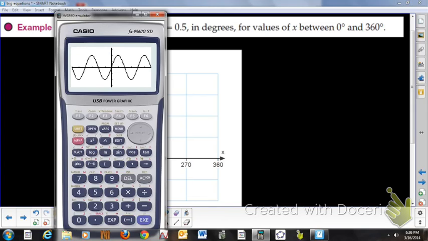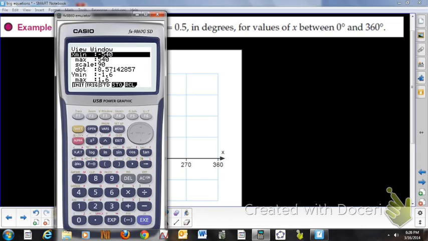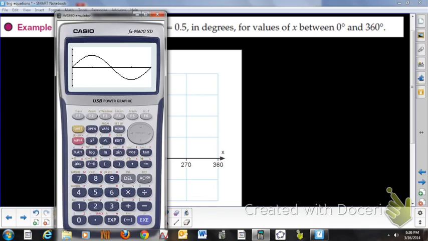This is not between 0 and 360, however. So we then have to go into our window and make sure that the x-axis reflects between 0 and 360 degrees. And the rest will all take care of itself. That's the only thing that we really have to do. And then when we draw, we get our sine graph like this. And that's exactly what we want, just sine of x between 0 and 360.